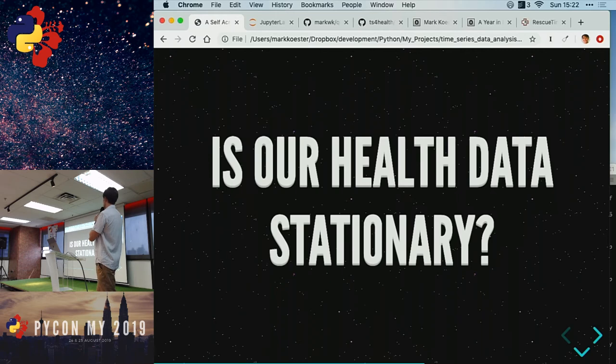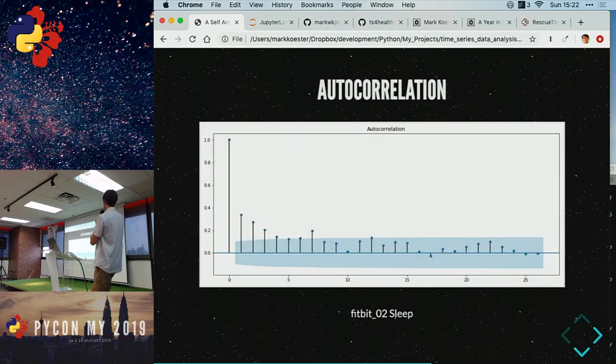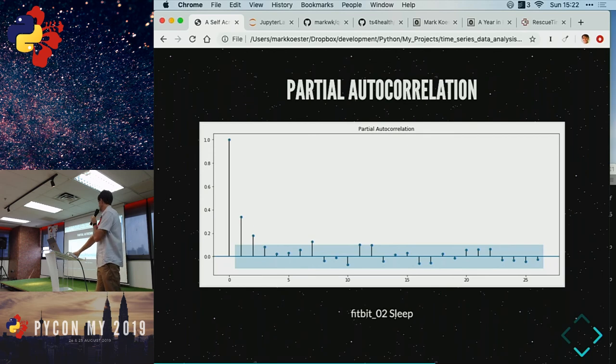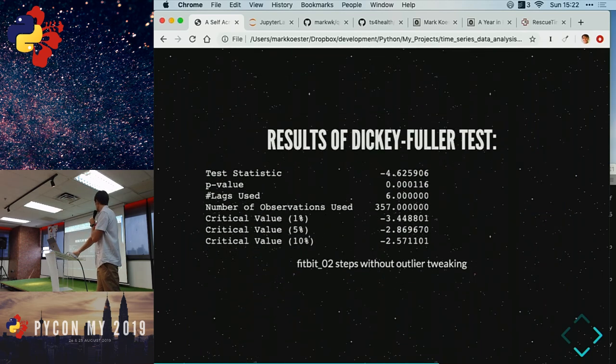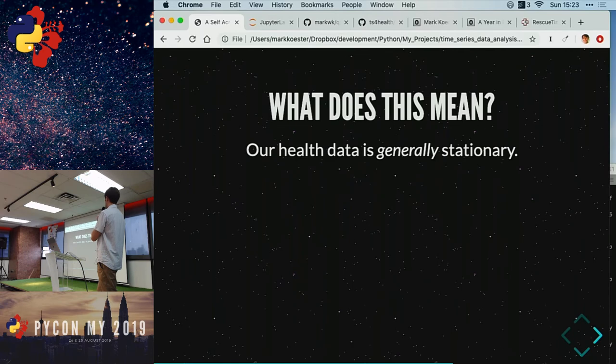So the first question we were talking about, is our health data stationary? Well, I ran these tests on a bunch of different people, and it appears that for some people there is no correlation, and some people there is. And some people there's more, and some people there's less. But one of the interesting things is when I ran the statistical test, surprisingly, there was no temporal effect. We'll just skip over these. So what does this mean? The good thing is our health data, at least for the 10 people I looked at, was generally stationary.